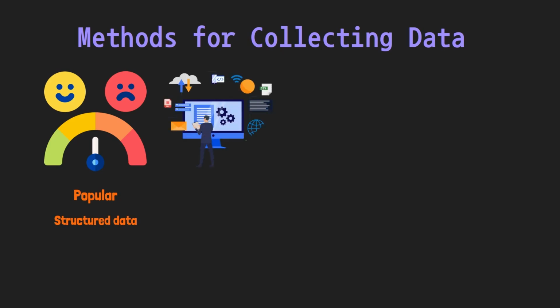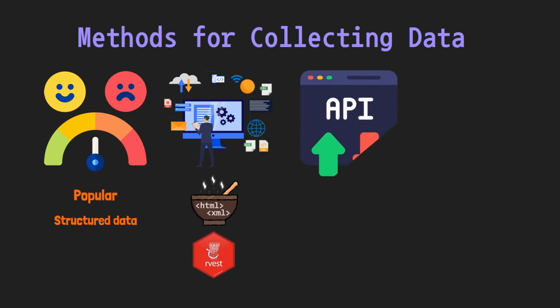Web scraping is a technique for collecting data from websites. Data can be scraped from individual pages or an entire website using tools like Python's Beautiful Soup library or R's rvest package. Many websites and services provide APIs, application programming interfaces, that allow data to be collected and accessed programmatically. This is a common method for collecting data from social media platforms and weather services.